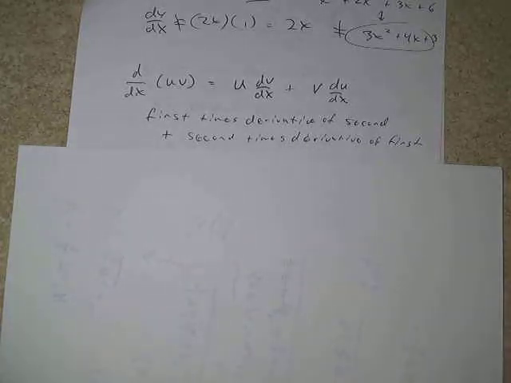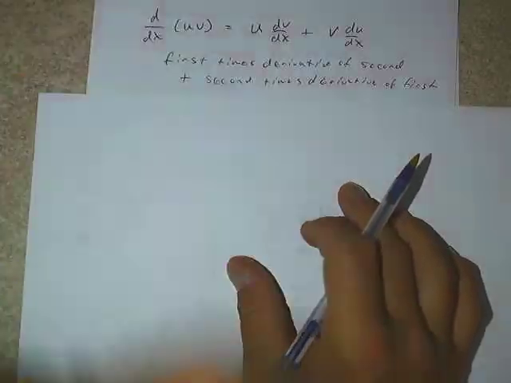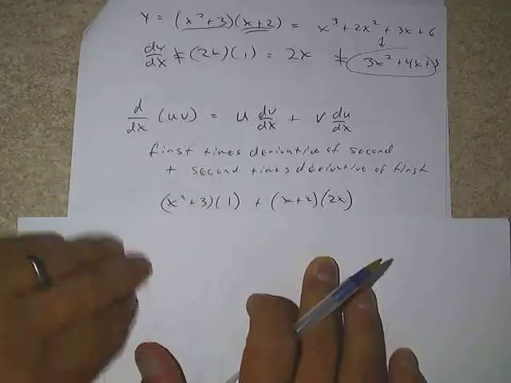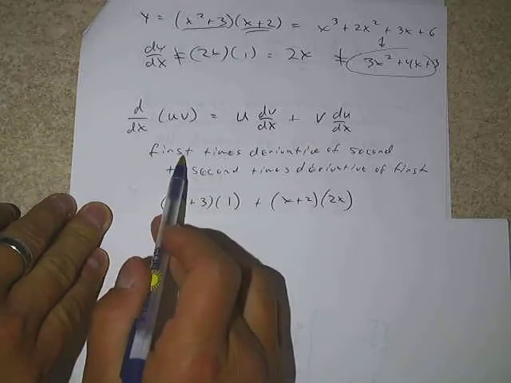And here's where I wrote it in English words. I would rather memorize that than memorize those symbols. We just say, for quick terms, it's the first times the derivative of the second plus the second times the derivative of the first. So identify a first and second function, and then from there, you can go ahead and go to work.